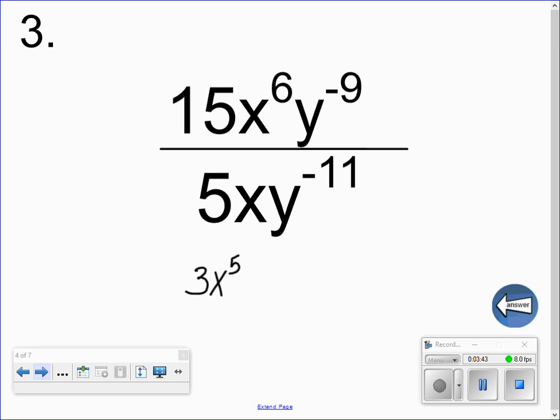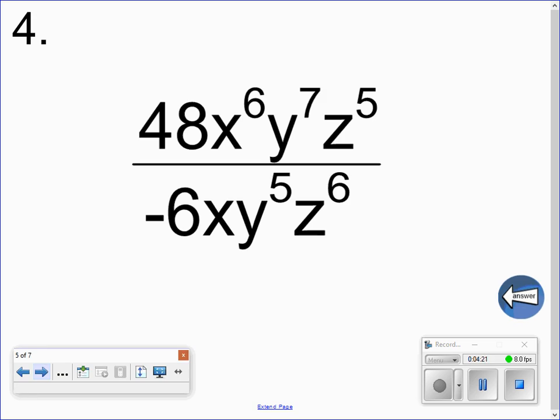y to the negative 9th divided by y to the negative 11th, so negative 9 minus negative 11, which would change to negative 9 plus 11, and so that would end up being positive 2. It's going to be important to make sure that you are paying careful attention to that, because that could mean the difference of having y squared, a positive exponent, versus having a negative exponent.